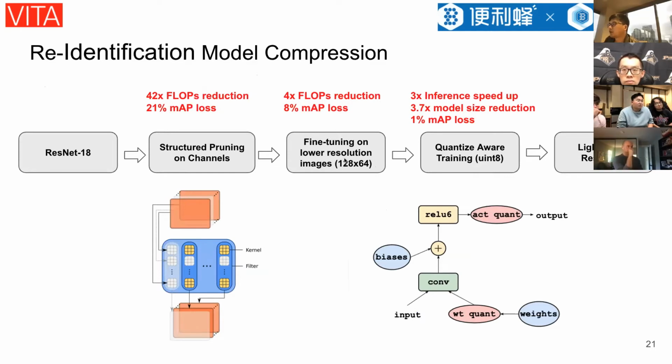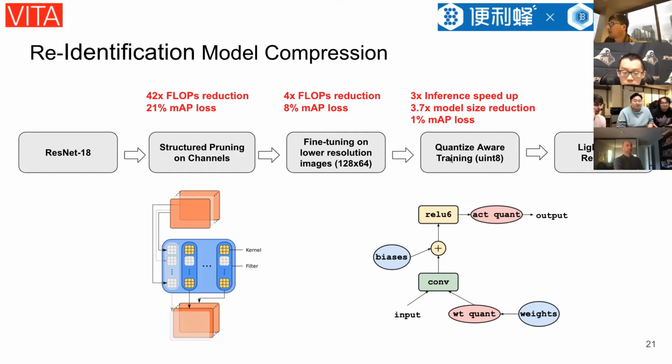further fine-tune on the lower resolution images, because lower input or fewer pixels is guaranteed to give us fewer FLOPs, and fewer FLOPs is guaranteed to give us less energy consumption. Such a way directly gives us 4 times FLOPs reduction with only 8% mAP loss.